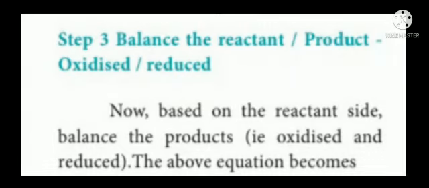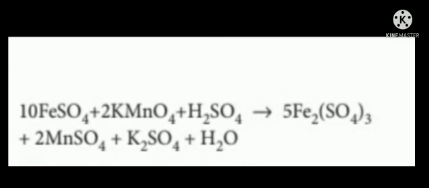Step 3. Balance the reactant and the product which are oxidized and reduced. Now, based on the reactant side, balance the products that are oxidized and reduced. The above equation becomes 10 FeSO4 + 2 KMnO4 + H2SO4 gives 5 Fe2(SO4)3 + 2 MnSO4 + K2SO4 + H2O.